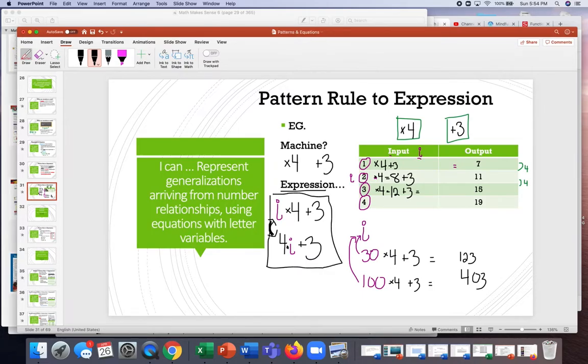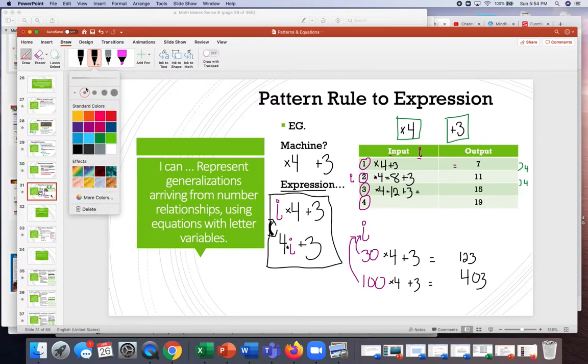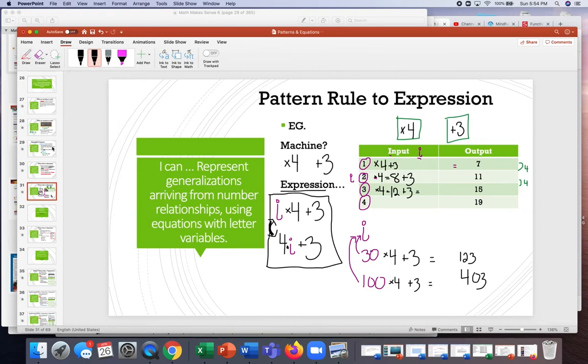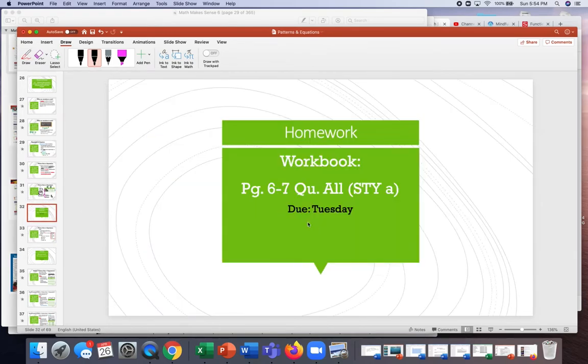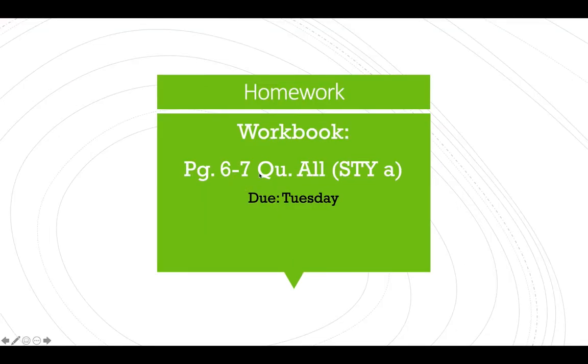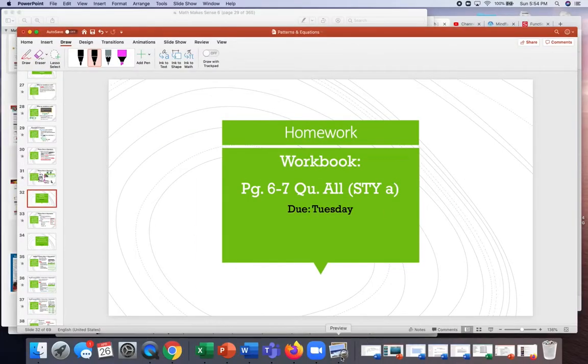You have figured out an expression that represents a generalization from a number pattern. That is this, okay? So, okay, that wasn't so bad, I hope. It's not the easiest thing, I know. This is the homework, okay? It's in the workbook. It is pages 6 and 7, all of the questions. I would like you to also attempt Stretch Your Thinking A. If you want to do Stretch Your Thinking B, you also can.